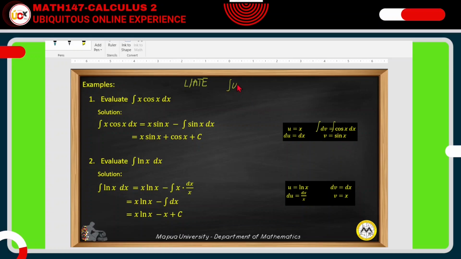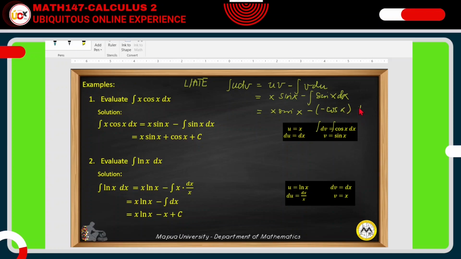Using the integration by parts formula, wherein the integral of u dv is uv minus the integral of v du, where u is x and v is sine x, we have x sine x minus the integral of v du, where v is sine x and du is dx. This can now be written as x sine x minus, recall that the integral of sine x dx is negative cosine x.